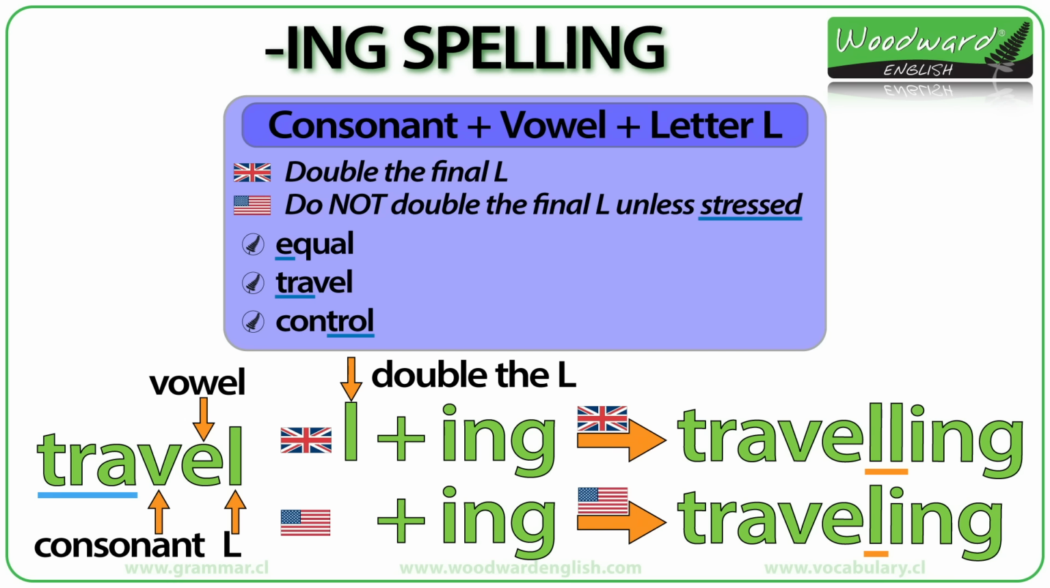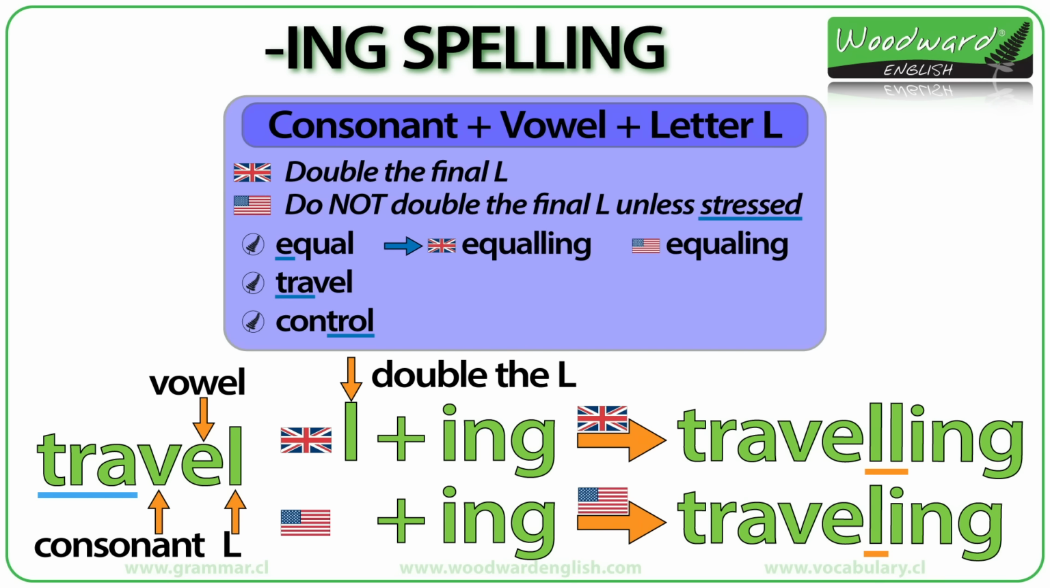Let's look at some more examples. Equal, travel, control. Where is the stress in each of these verbs? Equal, travel, control. With equal, the stress is on the first syllable, equal. As we've seen with travel, the stress is also on the first syllable, travel. With control, the stress is on the last syllable, control.